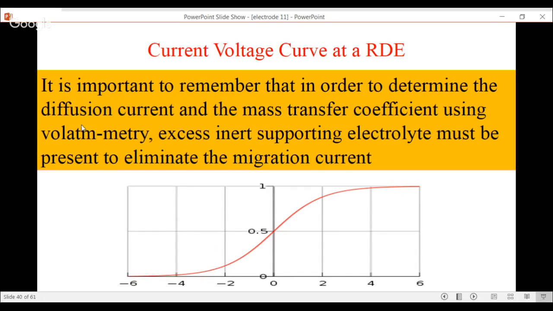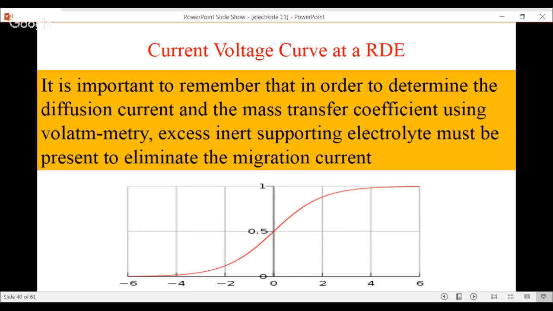It is important to remember that in order to determine the diffusion current, the mass transfer coefficient using voltammetry, excess inert supporting electrolyte must be present to eliminate the migration current. This is what we have already talked about. We will repeat it. In all these measurements, migration current has to be avoided. Only the diffusion current has to be measured.